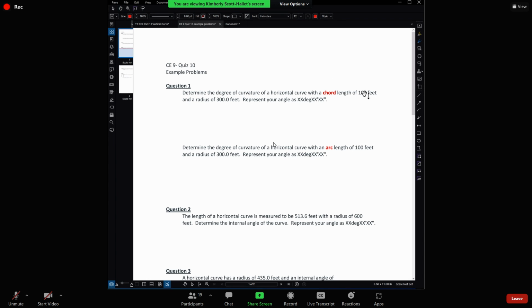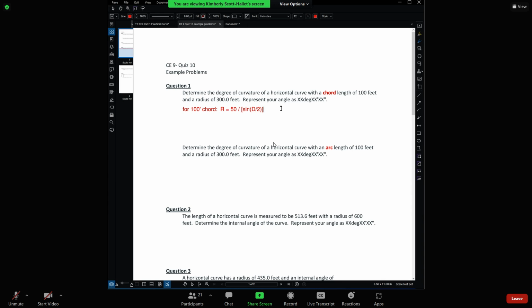So again, if you have a 100-foot long chord, and this equation I am writing is only applicable to a 100-foot long chord. If you have a chord that is a different length, or if you're given an arc, this equation is not going to be applicable. The equation is that your radius R is equal to 50 divided by sine of D over 2. So D is going to be the degree of curvature. That's essentially what you were looking for.